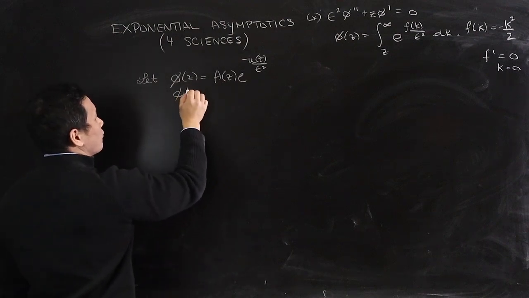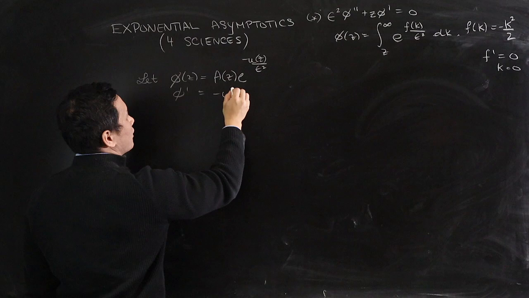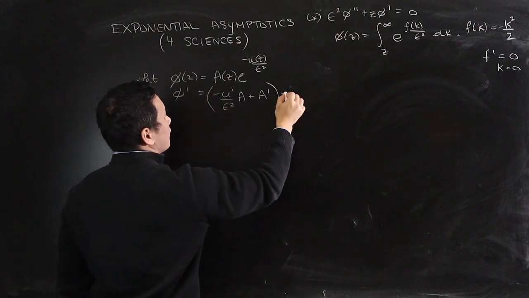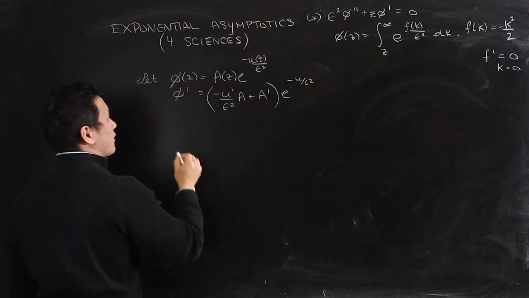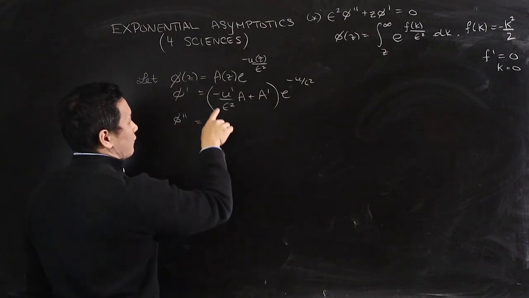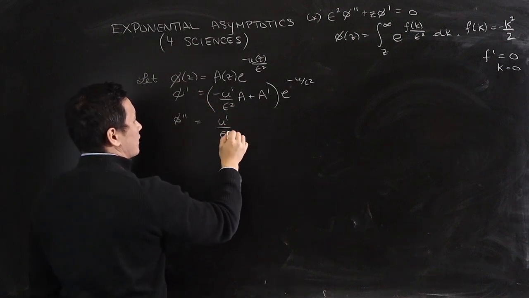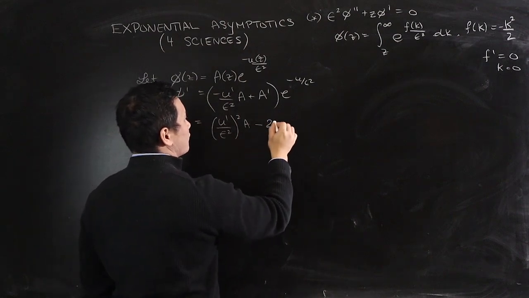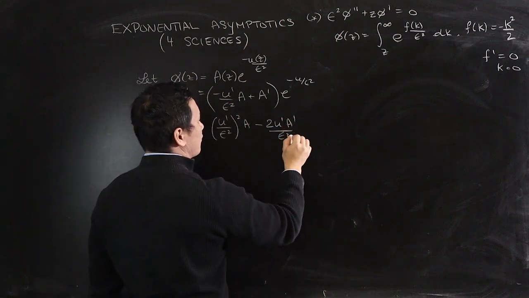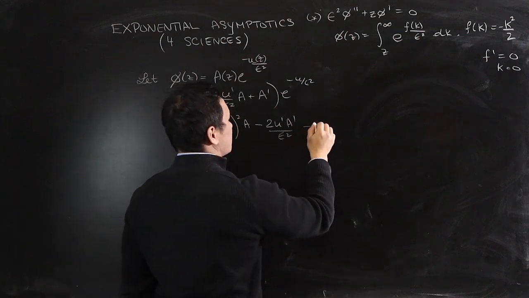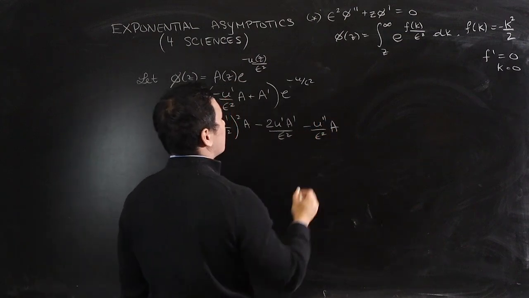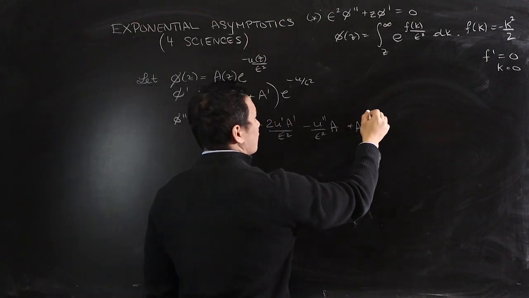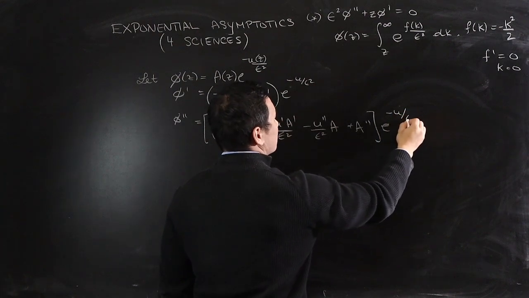Okay, so if I take one derivative here, I have minus u prime over epsilon squared times a plus a prime, and e to the minus u over epsilon squared. And then I take a second derivative. I'll have two powers of this one here, so that's u prime squared over epsilon to the fourth times a. And then I have 2 a prime over epsilon squared. And then I have a minus u double prime over epsilon squared a. And then I have an a double prime. It's all multiplied by an exponential. Okay?